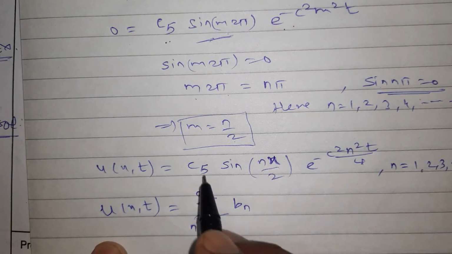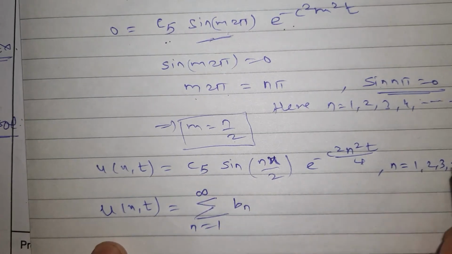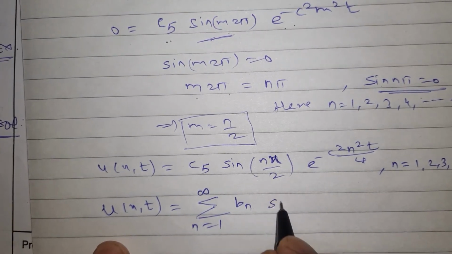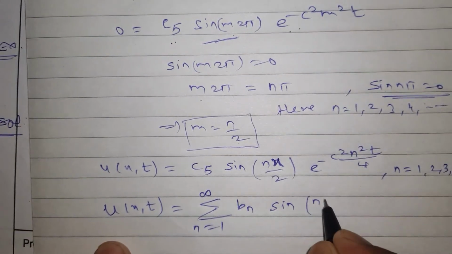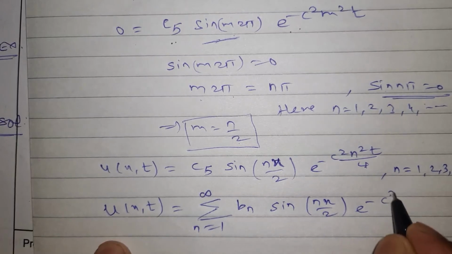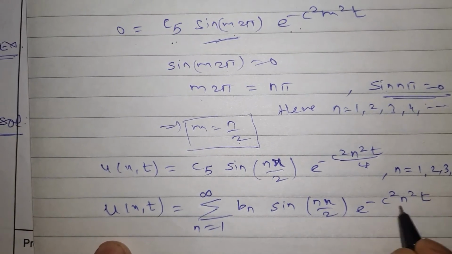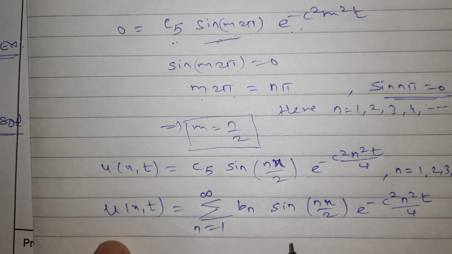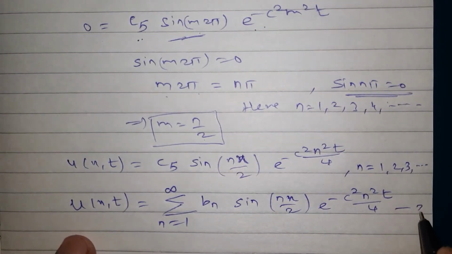For the first solution, I get B1. Second solution, I get B2. Third solution, I get B3. So in this way, my constant gets changed. I use Bn sine nx upon 2 e raised to minus c square n square t upon 4. Right? And this is my third equation.